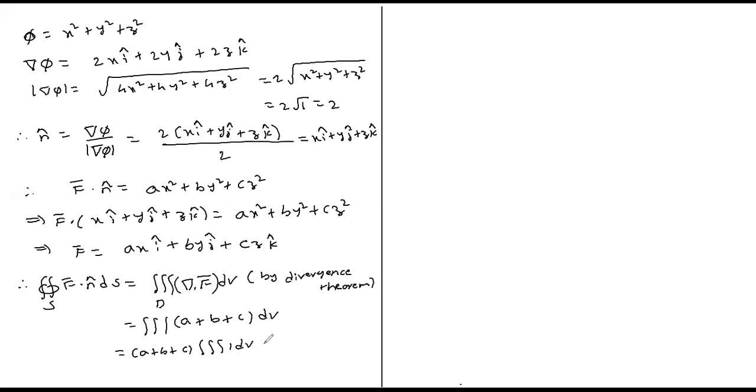And what is the triple integral? It is the volume of this unit sphere. What is the radius of the unit sphere? 1. The volume is 4 by 3 pi r cube. So the answer is 4 by 3 into pi into a plus b plus c. Do you agree? Yes. So that is the value of the surface integral. In this problem, we should be able to find out f bar. Then only we can get the answer.